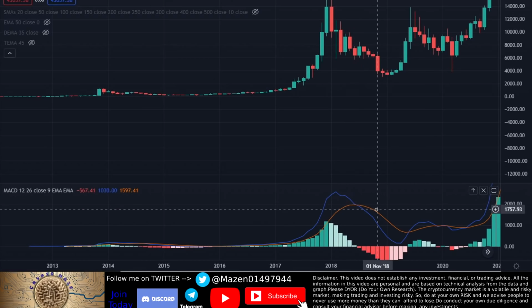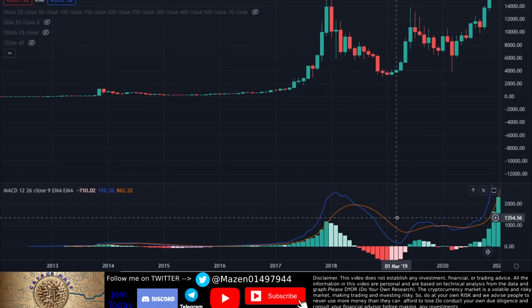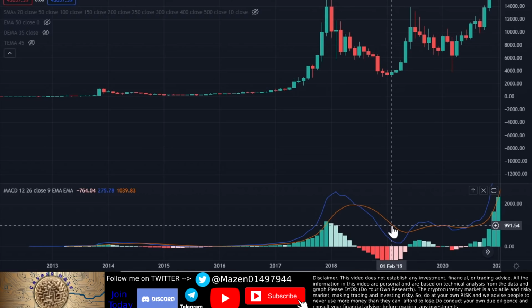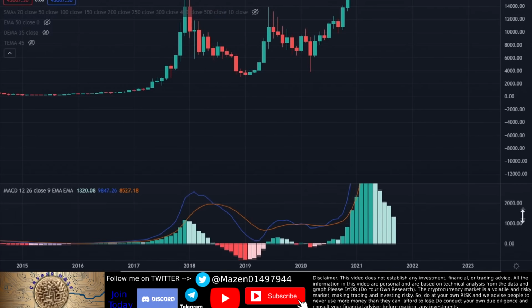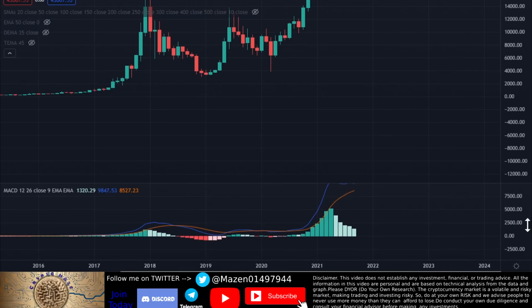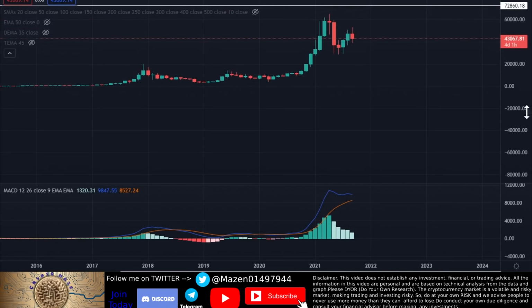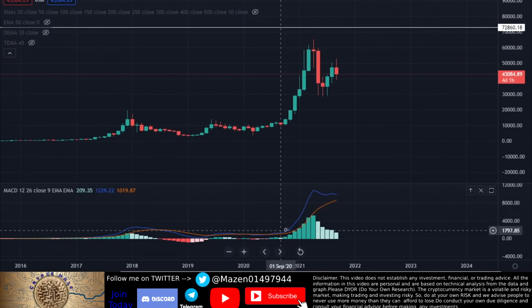And then you keep correcting until you start printing those light red histograms on the monthly MACD. And of course, you have your potential bullish cross on the monthly MACD. And right now, believe it or not, we are doing exactly the same thing. This is our 2021 rally. So what's happening is, again, the same thing.